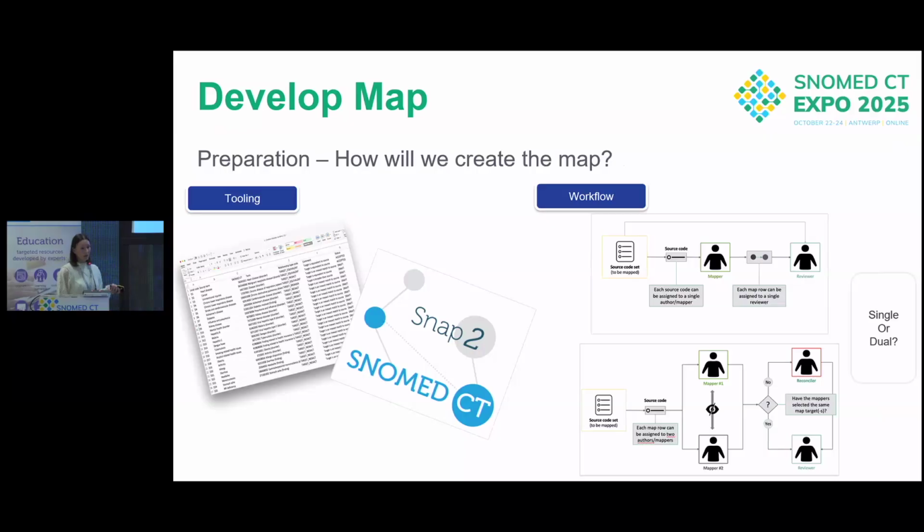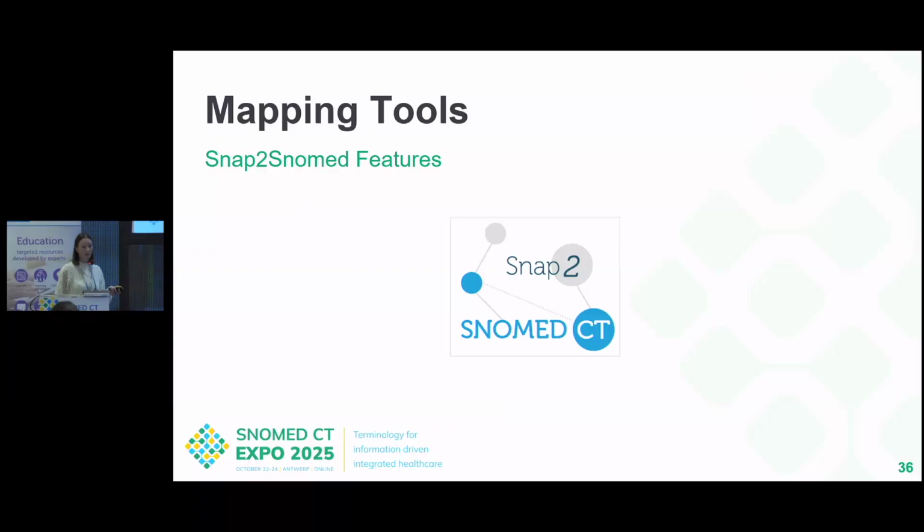Right, so then you also want to think about, how will you create the map? What tooling might you use? So obviously in this demonstration, we're going to use Snap2SNOMED, but there are other mapping tools out there that you might want to use to be able to create your maps. But also, what workflow are you going to use? So this goes back to what resources you've got available. Do you only have one or two members of staff? So you might use a single author and a single reviewer, or you might have two.